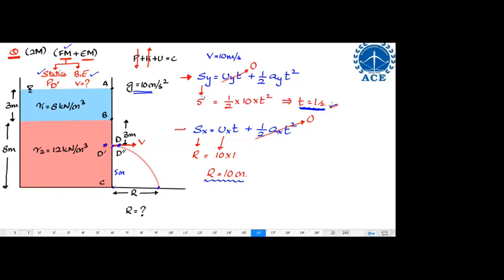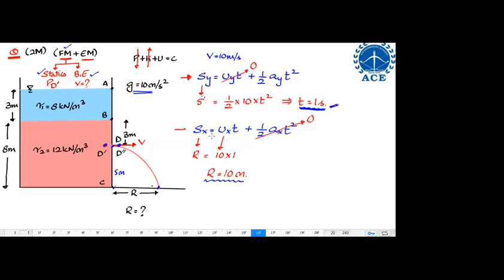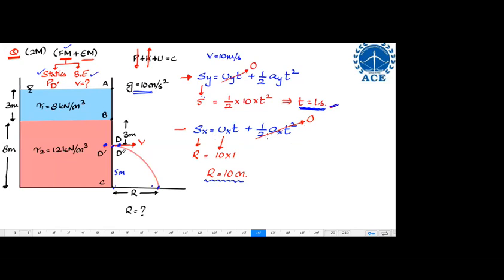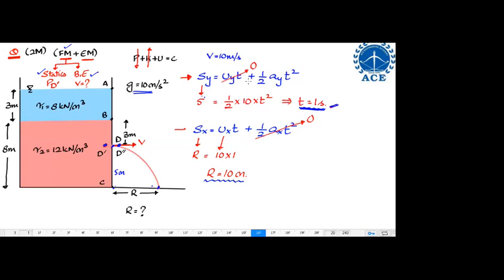I got the value of time equal to 1 second. After that, I'm using the same time to find how much displacement there is along the x-axis. For that, I'm writing the equation S is equal to ut plus half at square. But in this case, the acceleration in x has to be equal to 0. Remember this: x-axis acceleration has to be equal to 0.